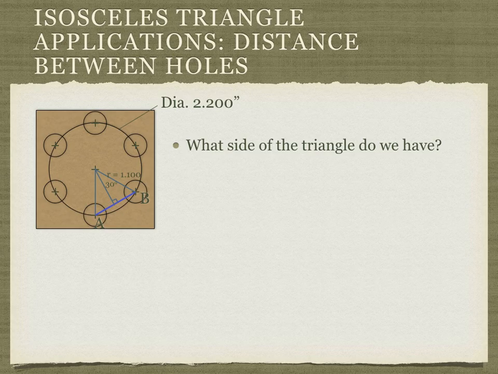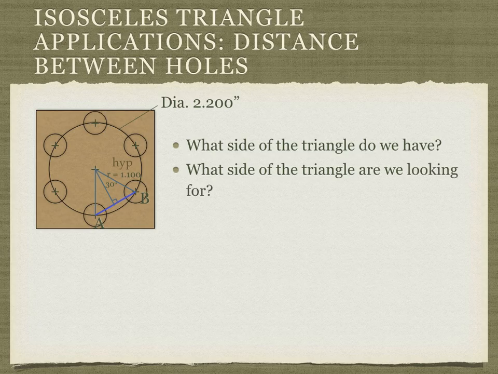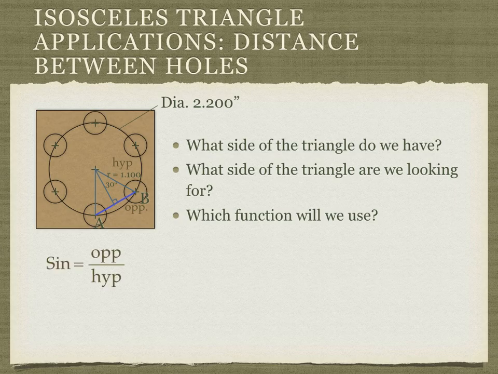So what side of the triangle do we have? We have the radius, which is the hypotenuse of the triangle. What side of the triangle are we looking for? We're looking for the opposite side. So which function will we use? We need a function that uses the opposite and the hypotenuse. That would be the sine function. So the sine is equal to the opposite over the hypotenuse.